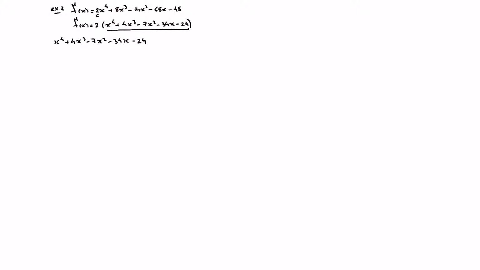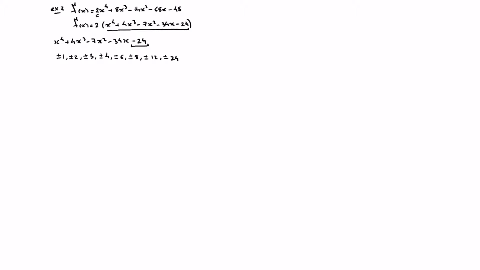Okay, now any roots this polynomial has will be factors of negative 24. So we'll list all the factors of negative 24. Those will be plus or minus 1, plus or minus 2, plus or minus 3, plus or minus 4, plus or minus 6, plus or minus 8, plus or minus 12, and of course plus or minus 24.